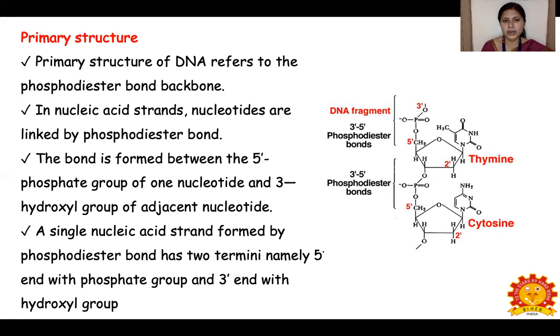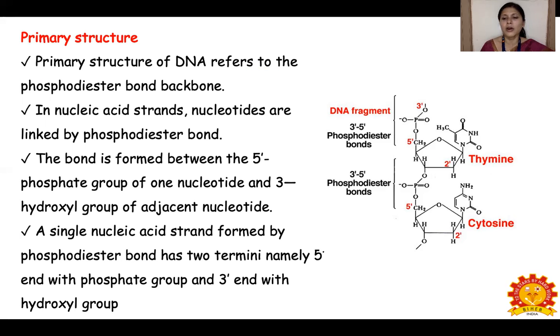In nucleic acid strands, nucleotides are linked by phosphodiester bonds. The bond is formed between the 5' phosphate group of one nucleotide and the 3' hydroxyl group of the adjacent nucleotide. A single nucleic acid strand formed by phosphodiester bonds has 2 termini, namely the 5' end with a phosphate group and the 3' end with a hydroxyl group.